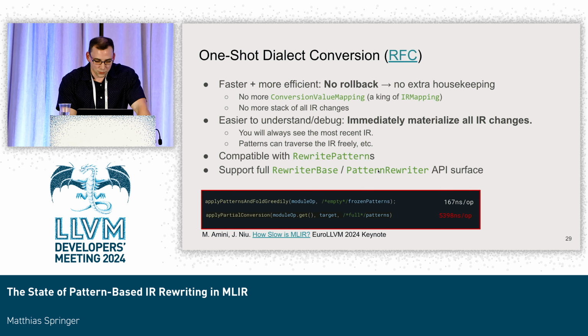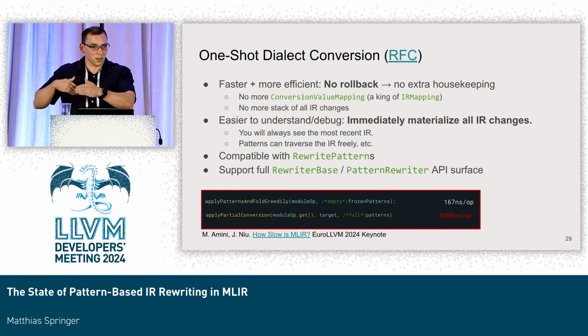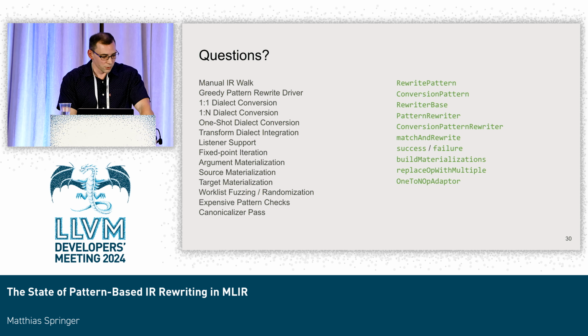Also, this will allow us to combine rewrite patterns and conversion patterns together. So this should be possible in the new approach. And we can also support methods such as replace all uses with, because we always materialize all changes immediately. No extra bookkeeping is necessary anymore. Yeah, this brings me to the end of my talk, and I'm happy to answer any questions.